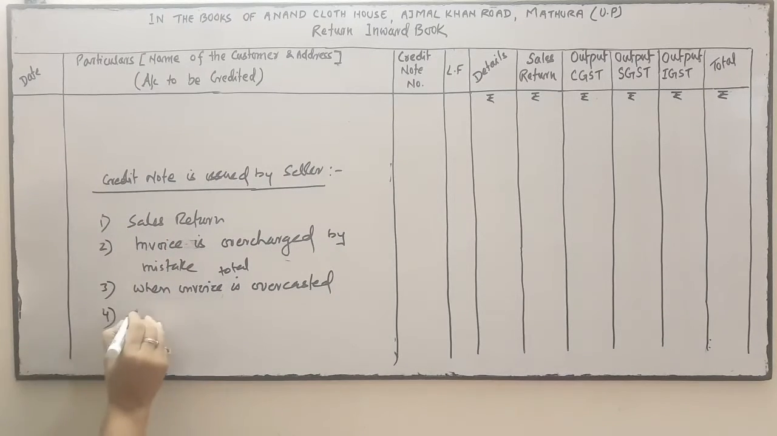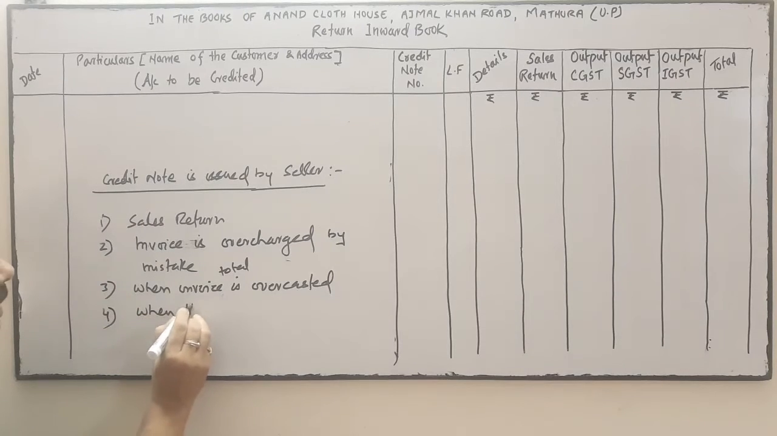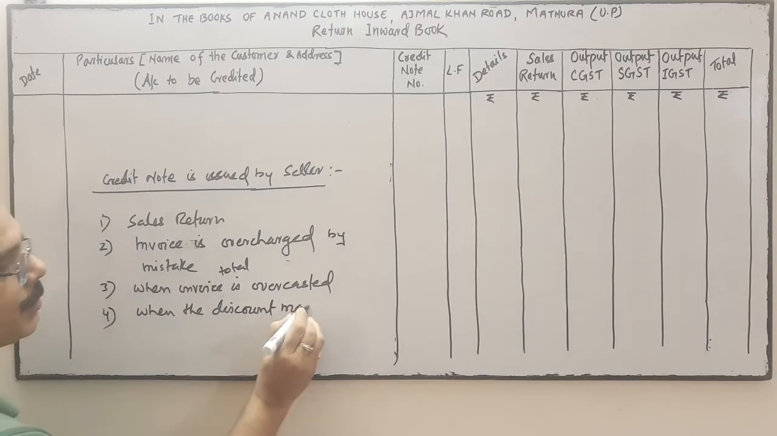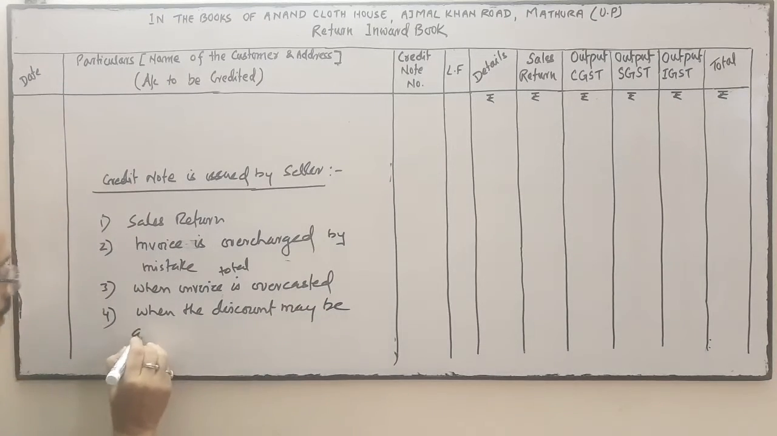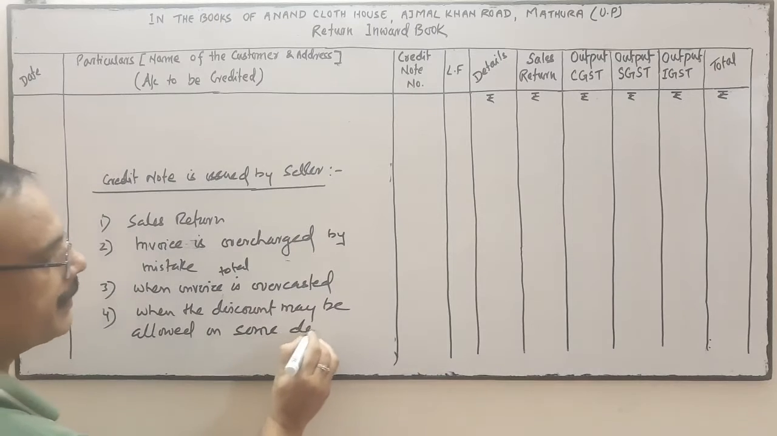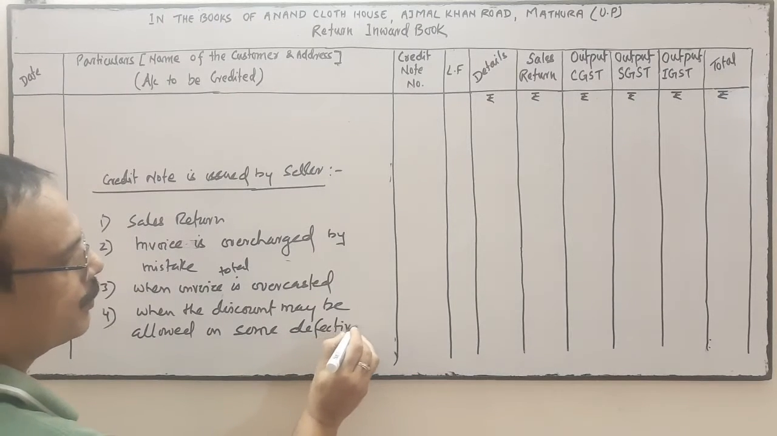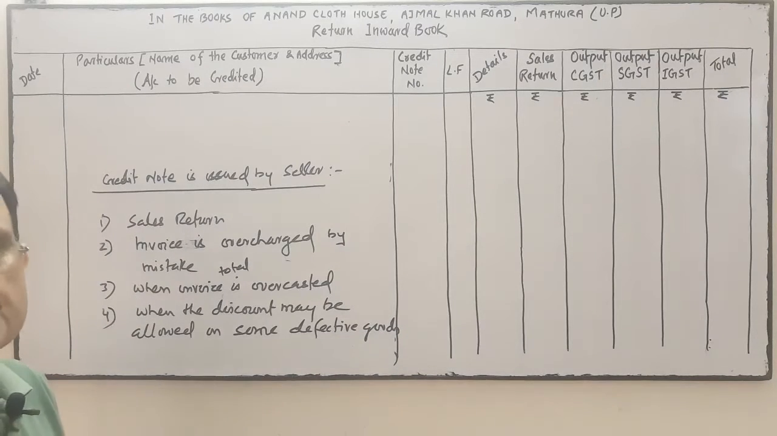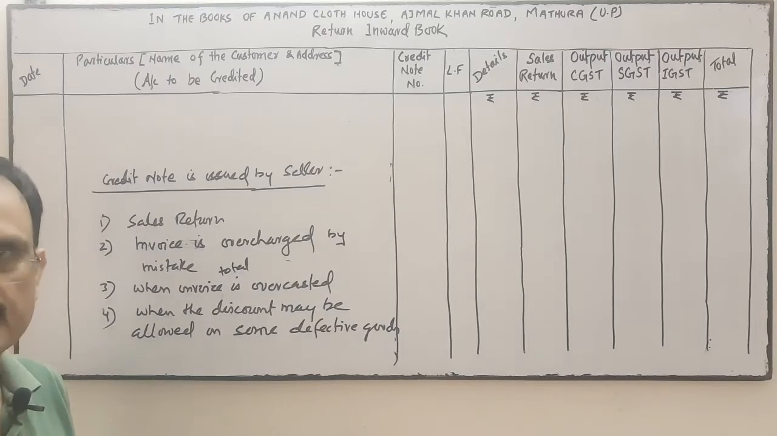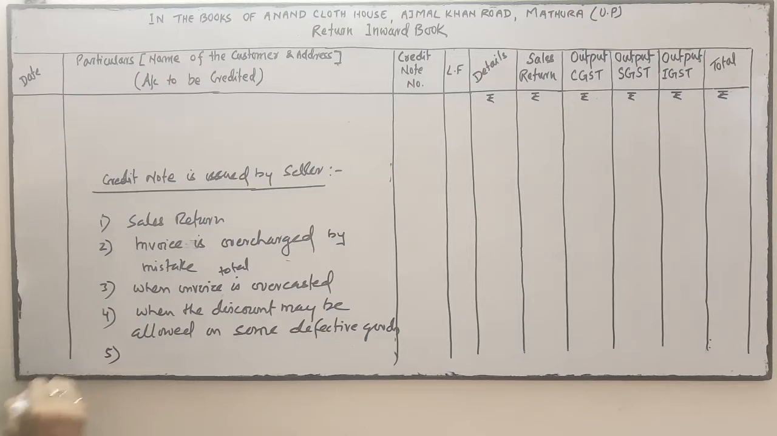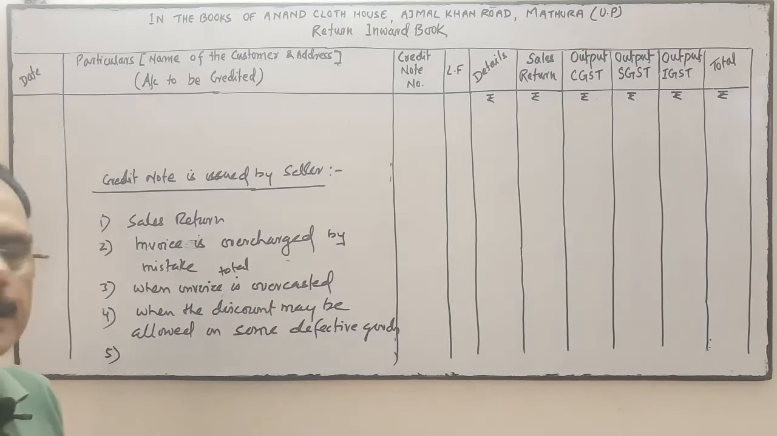Credit note is also issued when a discount is allowed on some defective goods. The seller may allow some discount on defective goods. If the seller is allowing some further discount on defective goods, then the credit note will be issued.